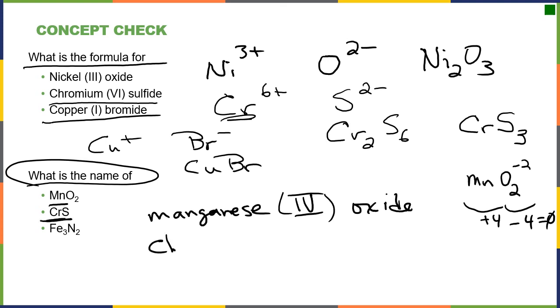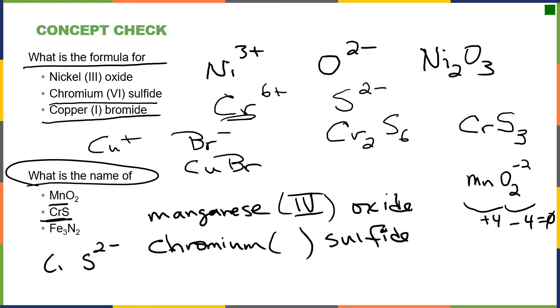CrS, well, this is chromium sulfide. We know that chromium is a type 2 metal. It's one of those transition metals in the middle, so I have to have its charge in parentheses. I'm going to get its charge from sulfide. Sulfide we know is 2 minus. There's only one chromium with it, so it must be +2 in order to cancel, and this would be chromium(II) sulfide.